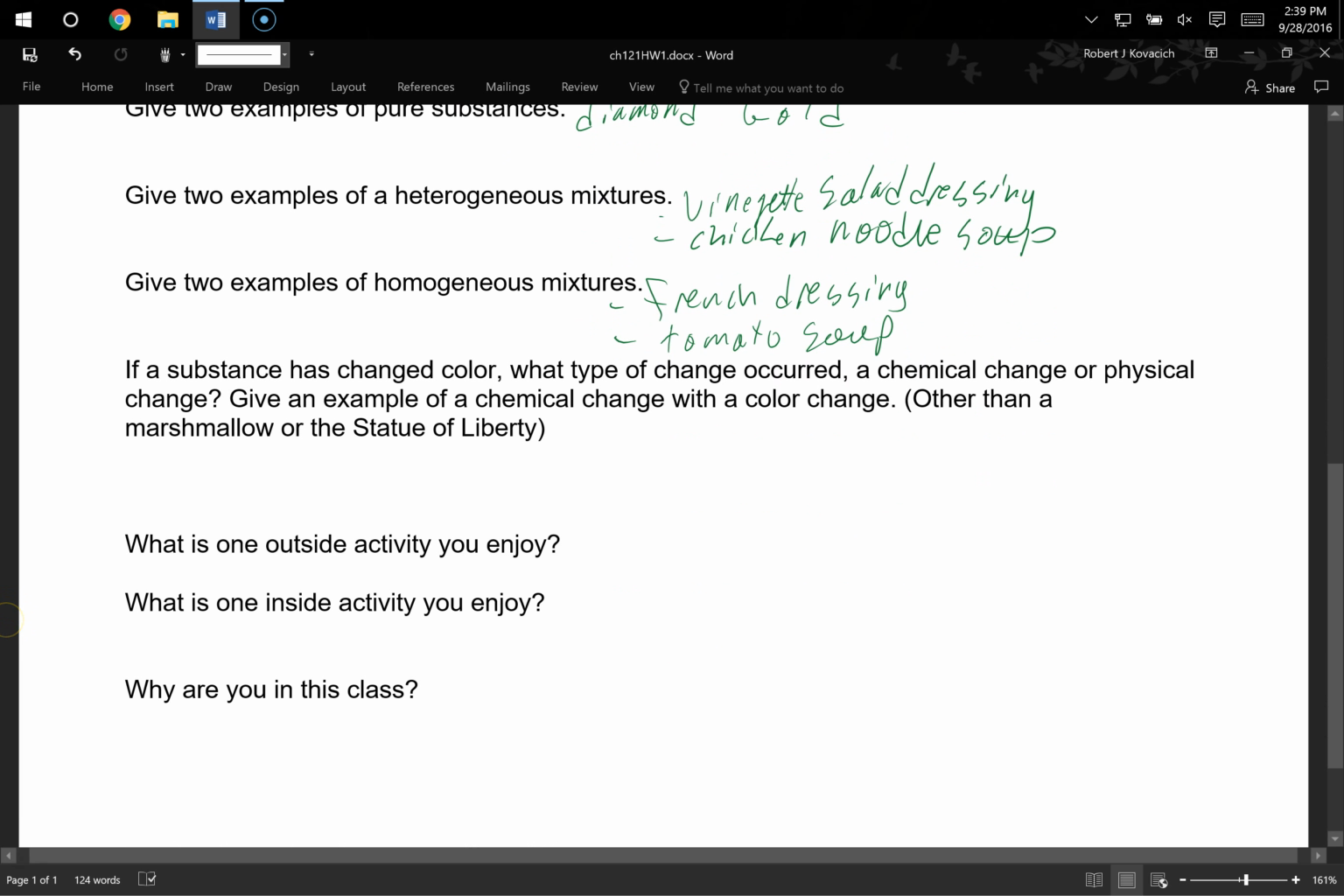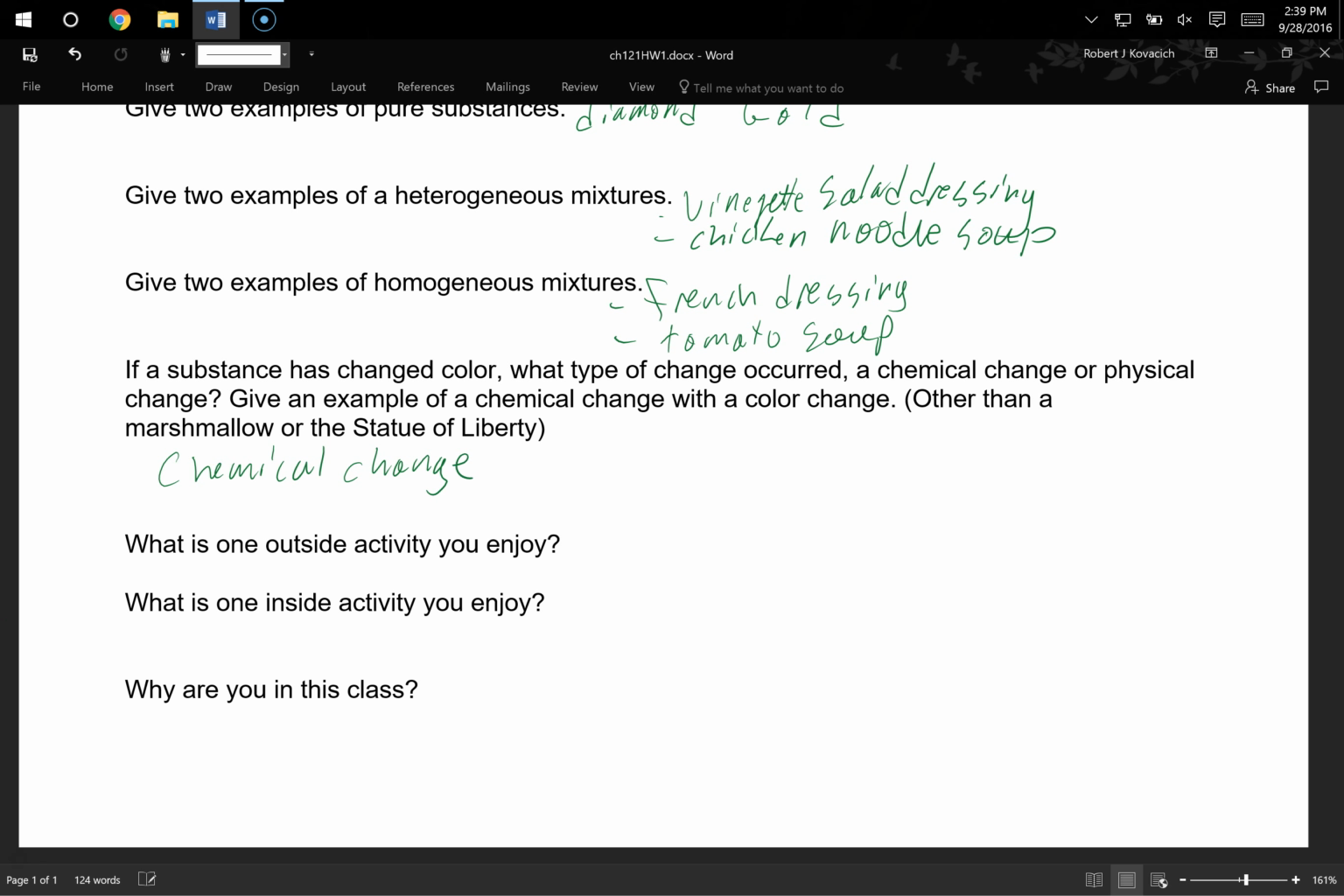If a substance has changed color, what type of change has occurred? A chemical or a physical change? And give an example that's not a marshmallow or the statue. So what kind of change has occurred? So I've got a chemical change. And somebody have an example?